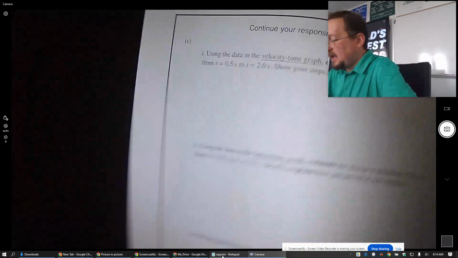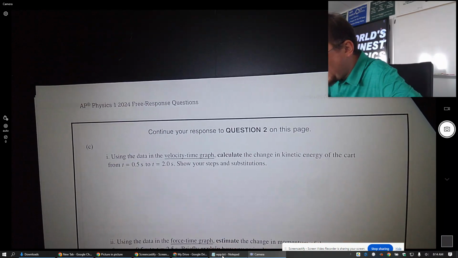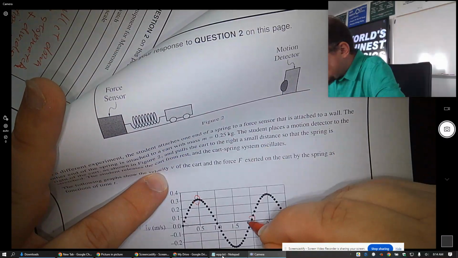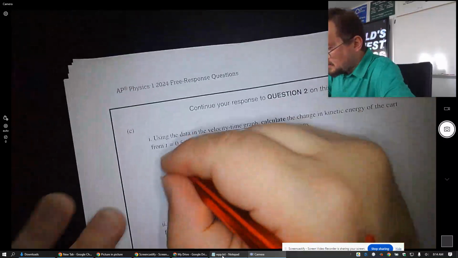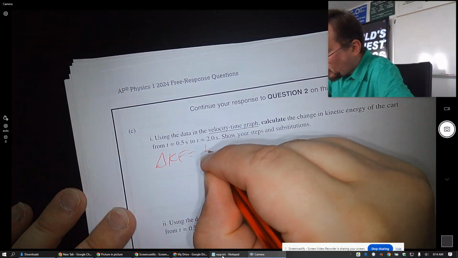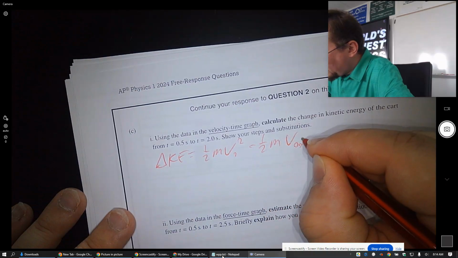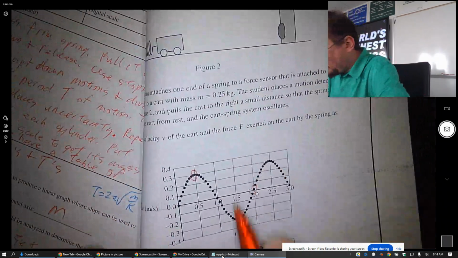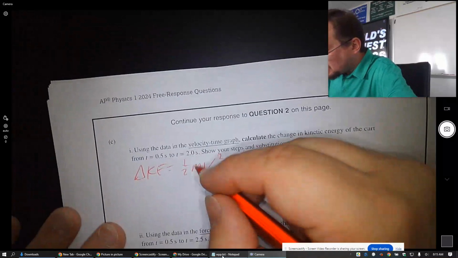Okay, using the data and the velocity time graph, calculate the change in kinetic energy of the cart from 0.5 to 2 seconds. So the delta KE is going to be 1/2 m v at 2 squared minus 1/2 m v at 0.5 squared. Do we know the mass? It says 0.25 kilograms. And it's from 0.3 to 0, right? Okay. So this is 0.